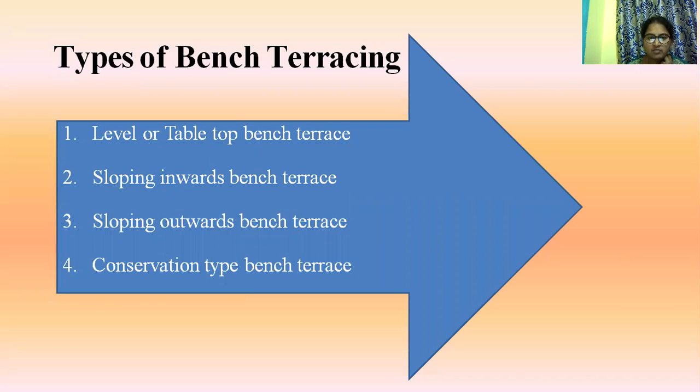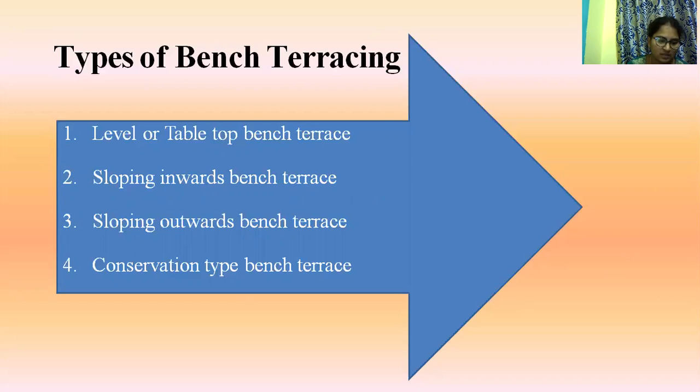The different types of bench terracing are: level or table-top bench terrace, sloping inward bench terrace, sloping outward bench terrace, and conservation type bench terrace. These are the different methods for using bench terracing.